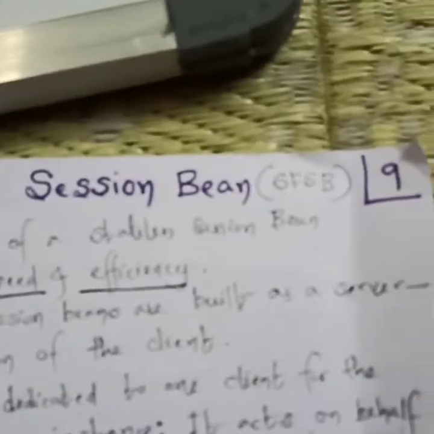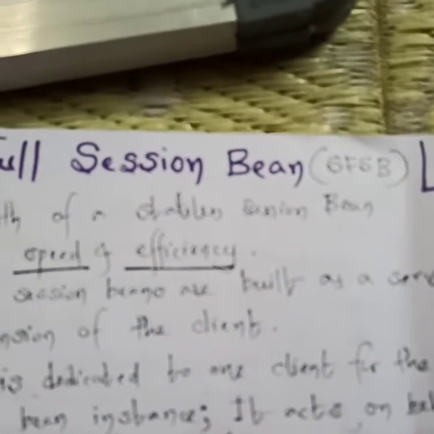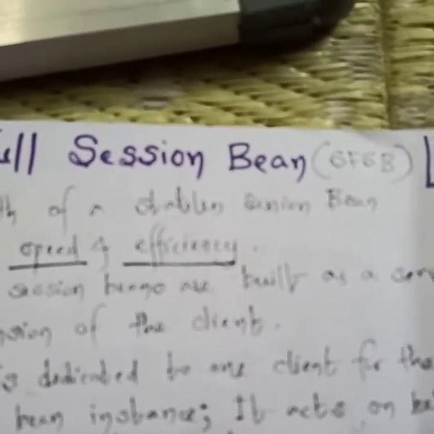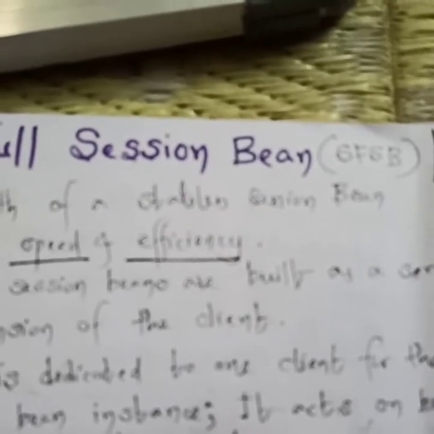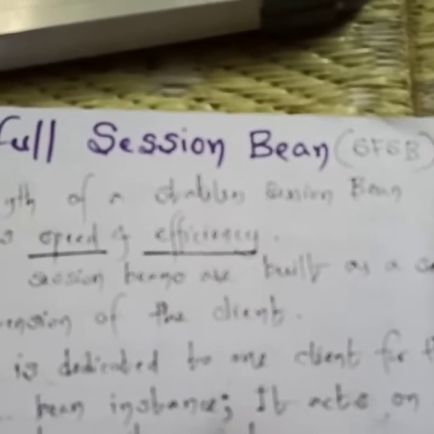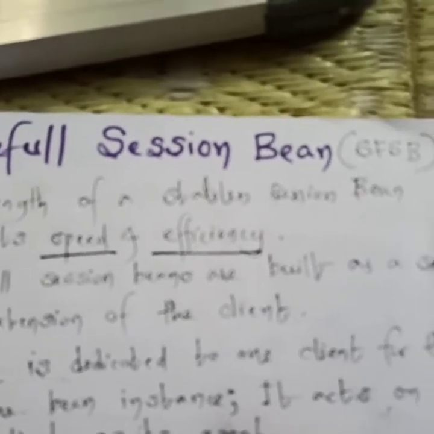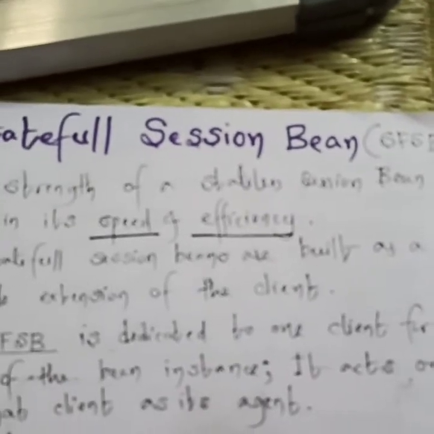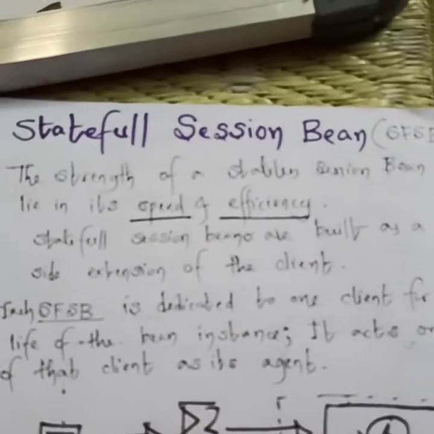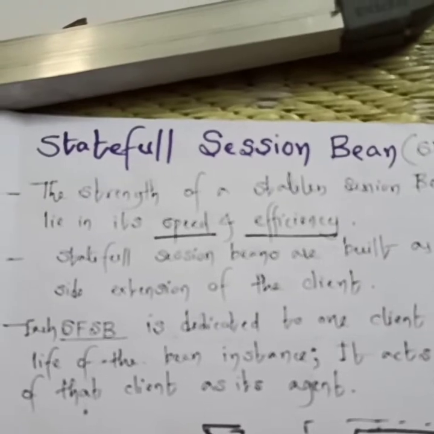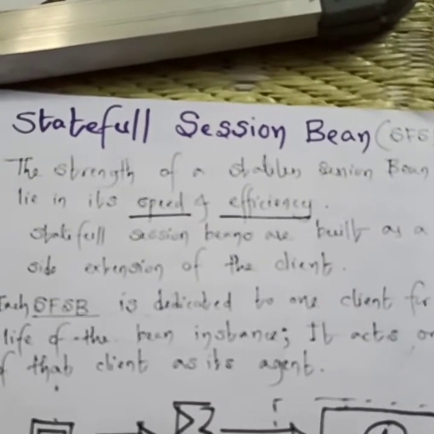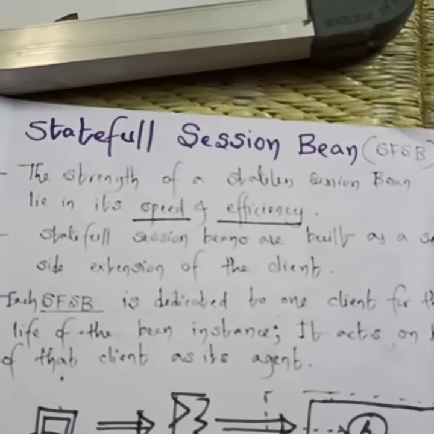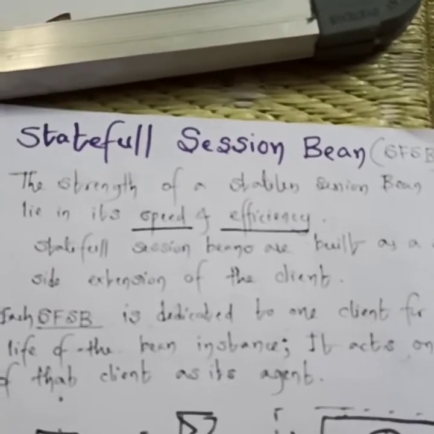Stateful session bean, in short we call it SFSB. S stands for state, F stands for full, and SB stands for session bean. And bean means it is a reusable component. Once the application program is developed and installed on some machine, with the same software or application, we can install it on some other device, with some modifications or, in some cases, as it is.